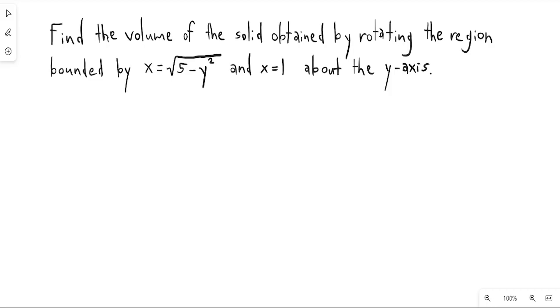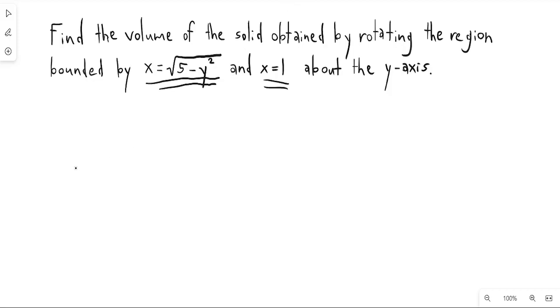Okay, so in this video, I would like to do an example of a volume of solid of revolution problem. And in this problem, we're going to be finding the volume of the solid that we get when we rotate the region bounded by this equation, x equals square root of 5 minus y squared, and x equals 1 about the y-axis.